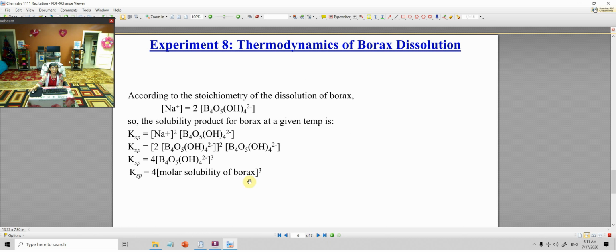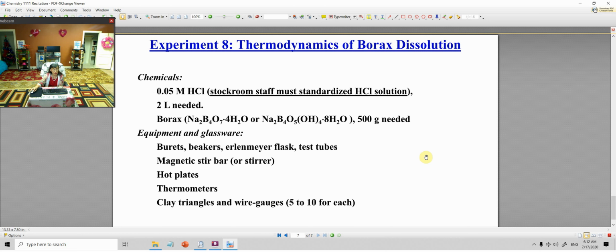And then again, we are going to rewrite your balanced reaction. Write down your balanced reaction, construct your ICE: balanced reaction, initial, change, and equilibrium, and you can derive your Ksp expression. In this case, Ksp equals 4 times S to the power 3, where S is the molar solubility. So that's how you are going to do the calculation.